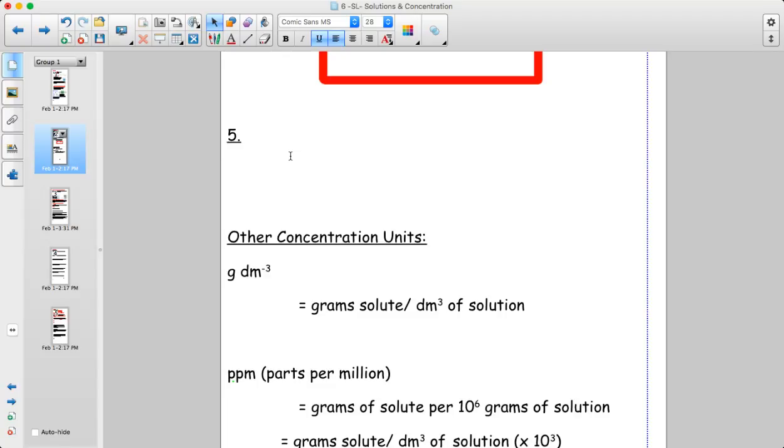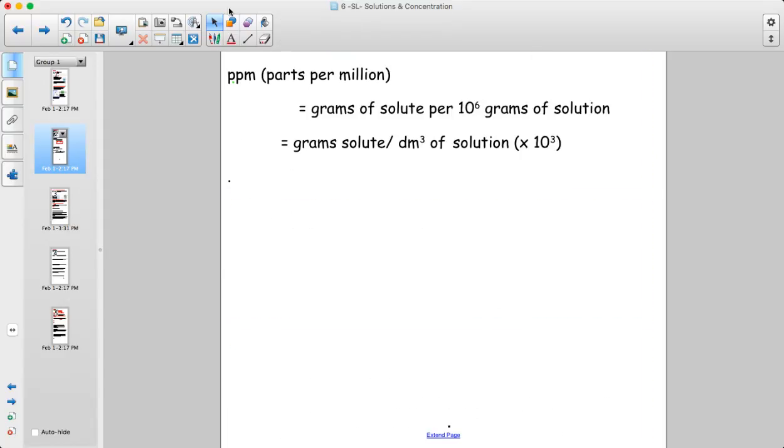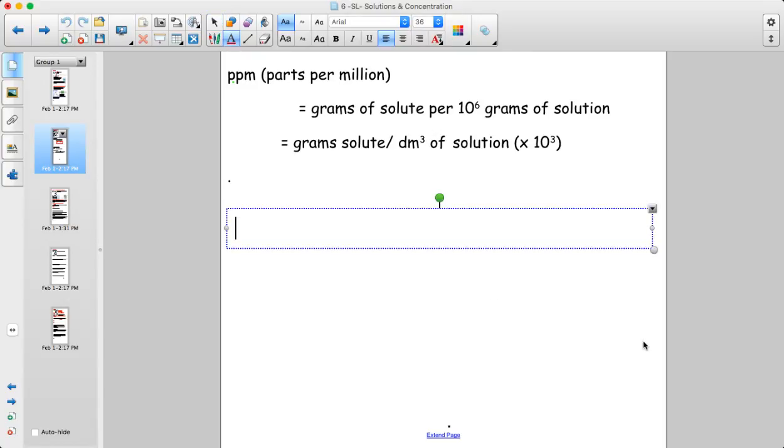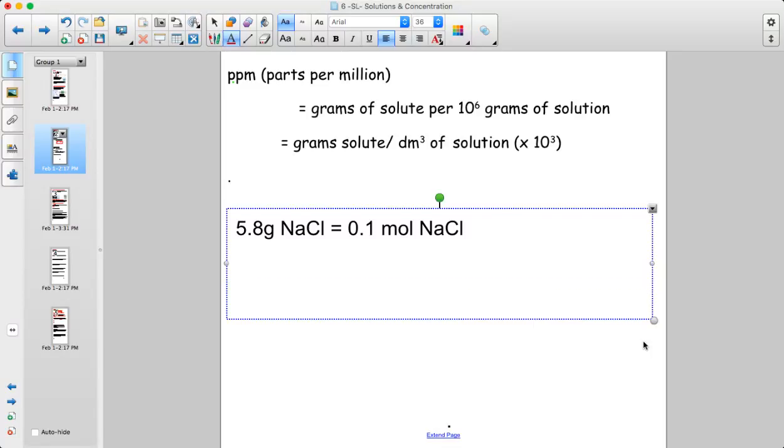So let's say we took 5.8 grams. Let's do some other calculations. So if you had 5.8 grams of sodium chloride, you would have 0.1 moles of sodium chloride. So if we were going to do the different units of concentration, well, to get concentration in molarity, we would do the moles divided by the volume. So let's say we put 5.8 grams, and just for simplicity, let's say in 1 dm cubed. Or if we want to make it a little more challenging, let's say in half a liter. So half a dm cubed is our volume.